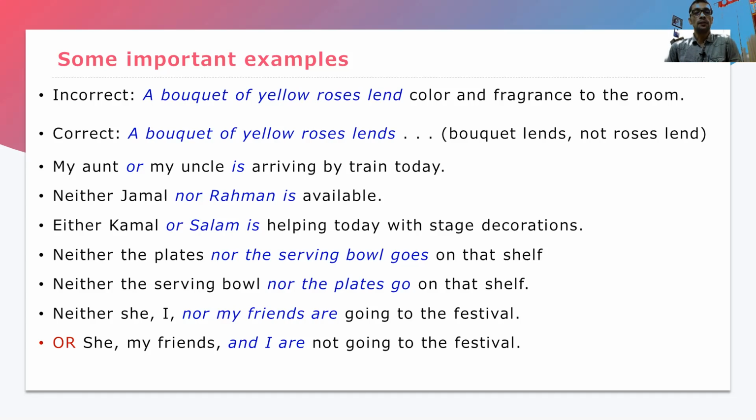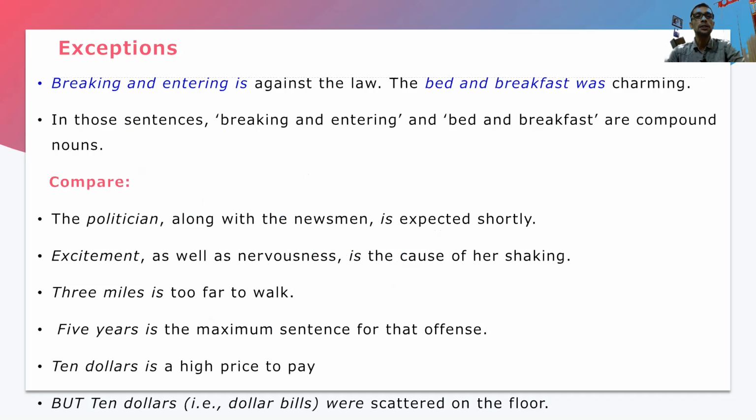Second last example, neither she, I, nor my friends are going to the festival. Same thing, are is very close to friends, that is why the verb is plural. Or, she, my friends, and I are not going to the festival. You can use the same sentence in a different way. She, my friends, and I are not going to the festival. You can see there are three different types of personalities: she, my friends, and I. That is why the verb is plural. Okay, let's go to the next slide.